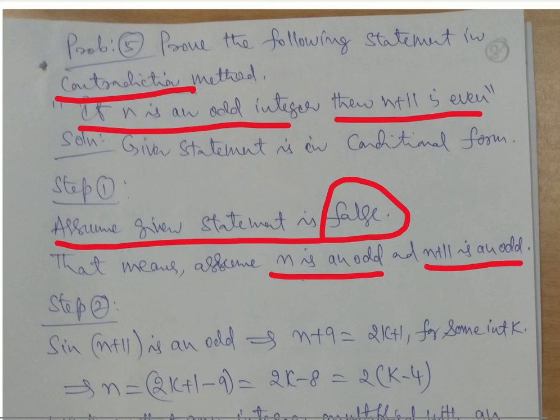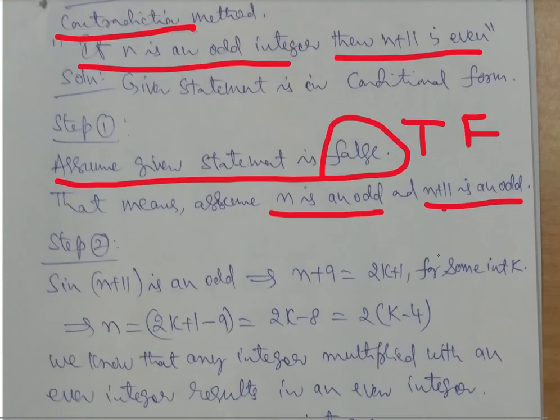So one statement I am taking as false, thereby P implies Q becomes false. To make P implies Q false, P should be true and Q should be false. So n is odd is a true value, n plus 11 is actually even, but I am taking it as odd. So that is nothing but false. I will take this and prove that it is contradicting.